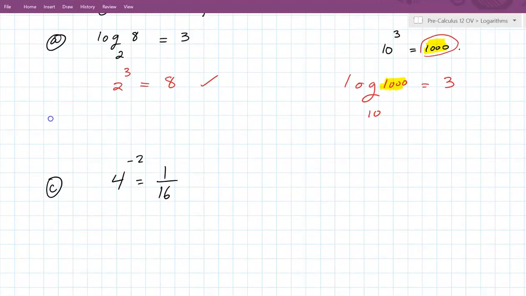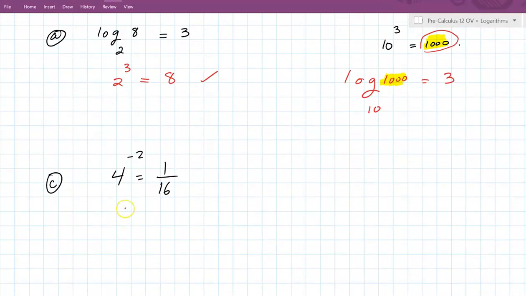Okay, and part C, so basically we're going to go through that again. So log base 4, 1/16 becomes the argument, and -2 becomes the value. That makes sense because we can rewrite it as log of 4 to the power of -2, base 4, that is equal to -2. And notice that whenever you have a setup like this, where the argument and the base are the same, then the answer to the log is the exponent of the argument of the log.